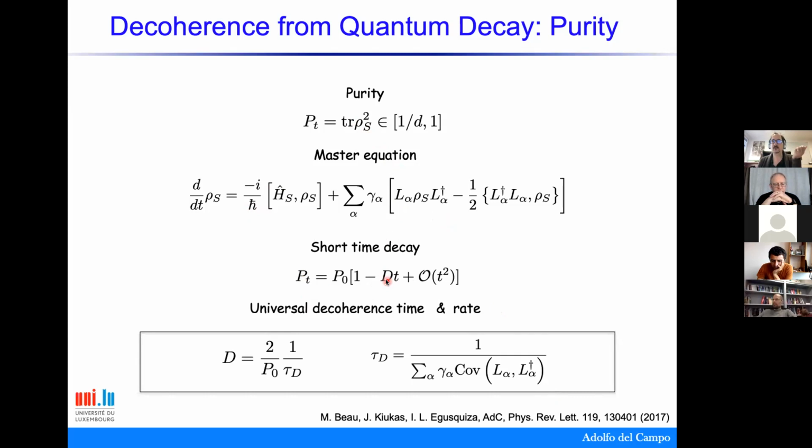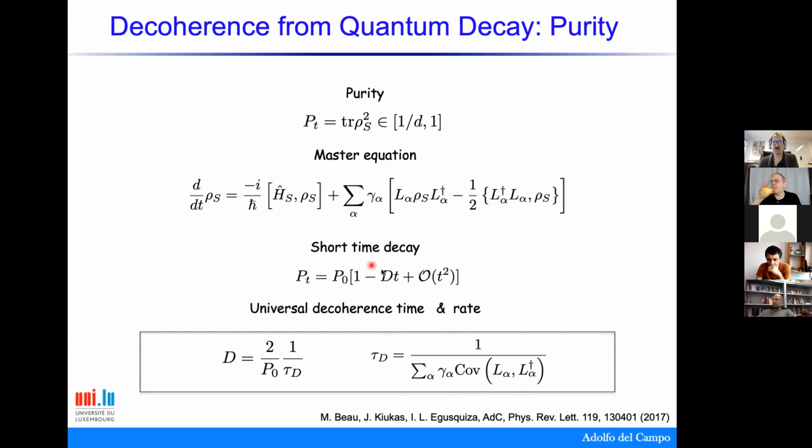So the coherence rate, capital D, you can relate to the coherence time. And the beautiful thing is that for any Lindblad master equation, we can come up with this expression for the coherence time in terms of the covariance of the Lindblad operators evaluated in the initial state of the system. It just comes from a trivial expansion, where you do a Taylor expansion of the purity and use the derivative to give the first order term.